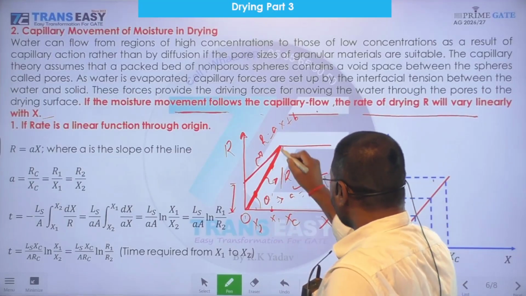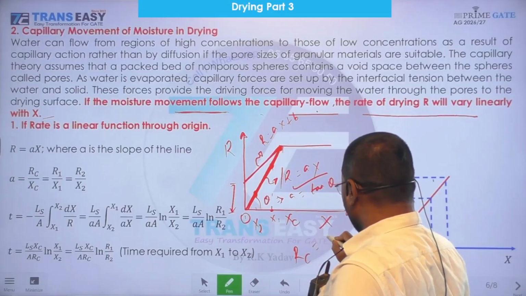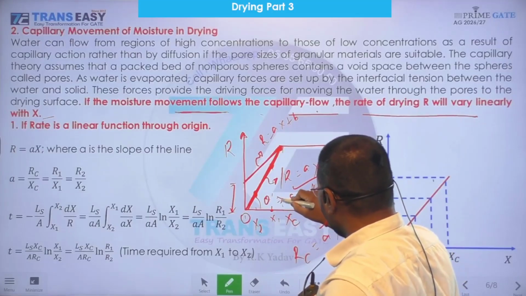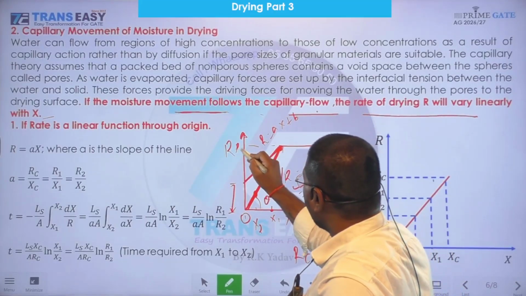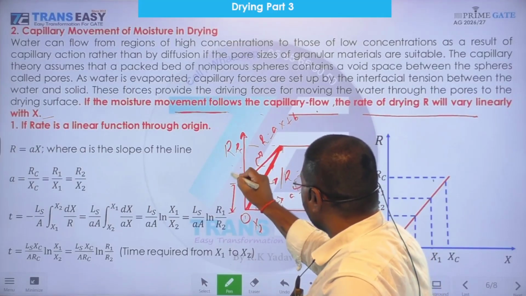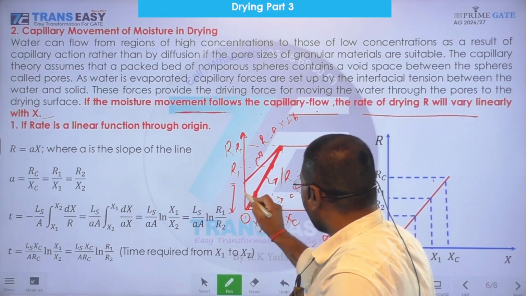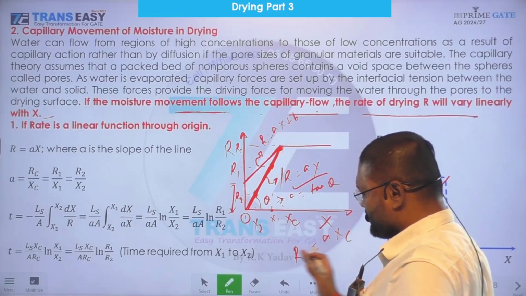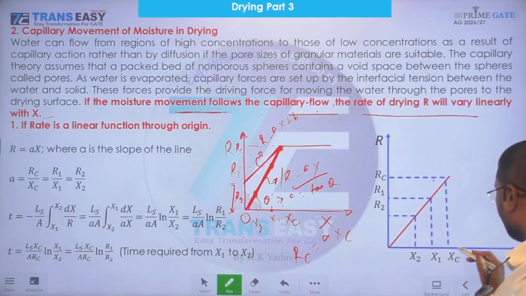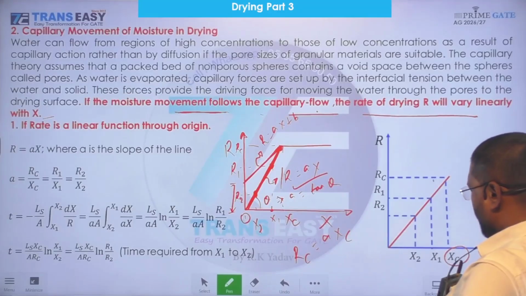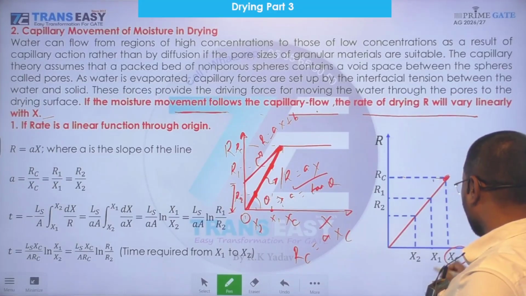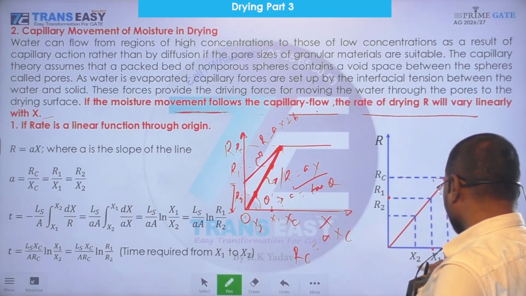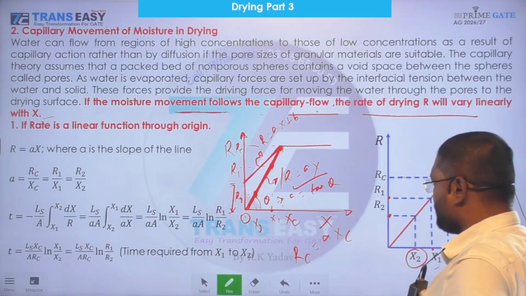We can write RC is equal to AXC. If we put the value of X is equal to XC, then R becomes RC. At XC, R is RC. At X1, R is R1. At X2, R is R2. So here rate of drying is reducing as free moisture content reduces. At critical moisture content, rate of drying is RC. At free moisture content X1, rate is R1. At free moisture content X2, rate is R2.